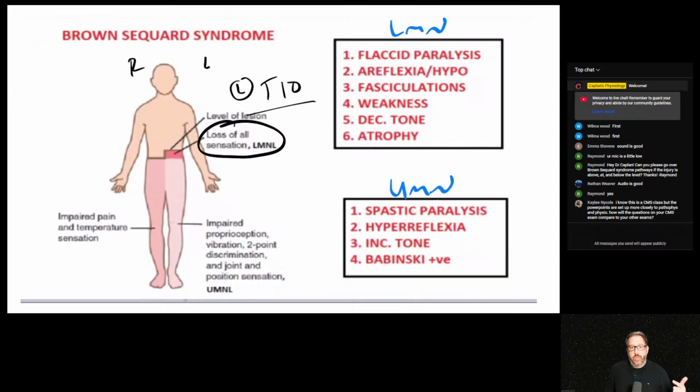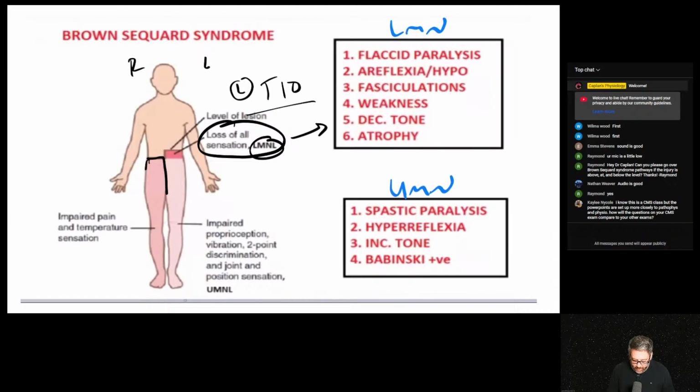Pain and temperature, light touch and pressure, vibratory sense, position sense, proprioception, all will be lost. And at the level, they're going to have a lower motor neuron lesion. So they're going to have those symptoms. These are all lower motor neuron diseases. Below the lesion, okay?